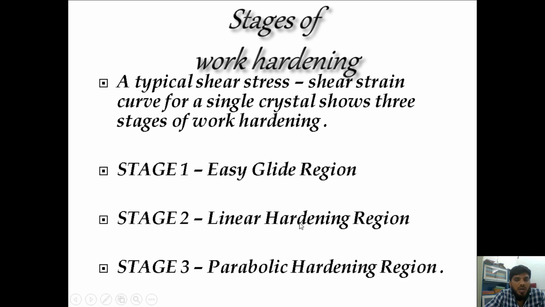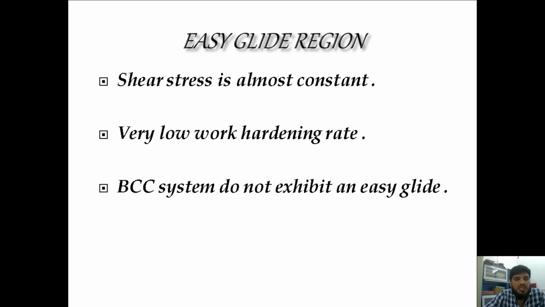Y by x will always be constant. Same as in this, the stress and strain ratio will always be constant in the easy gliding region because the material is purely elastic here. Very low work hardening means it will have less amount of energy in it. The BCC structure especially does not exhibit this kind of easy gliding region because the elements are present at the center and the corner.